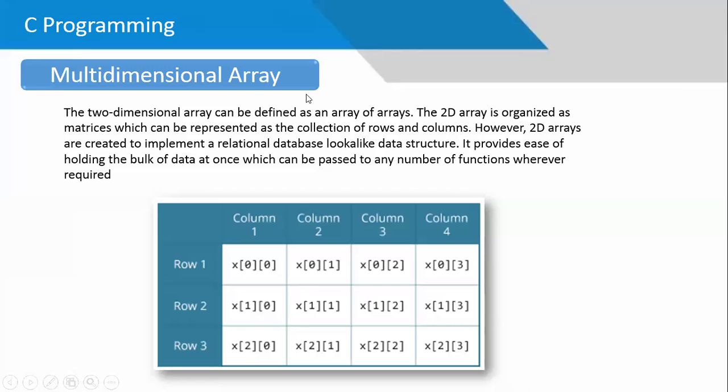Okay, so the two-dimensional array can be defined as an array of arrays. The 2D array is organized as a matrix, which can be represented as a collection of rows and columns. 2D arrays are created to implement a relational-database-like data structure. It provides an easy way of holding a bulk of data at once, which can be passed to any number of functions or wherever it is required.